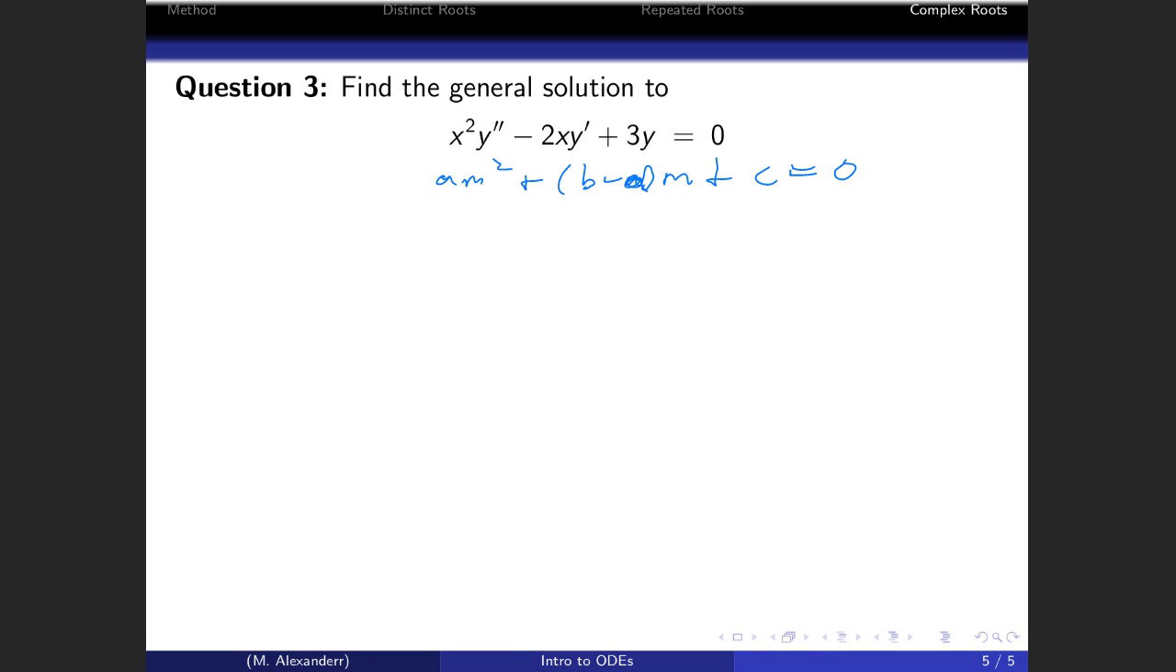And again, we have to be careful where we identify the a, which in this case is a 1. The b is a -2. The c is a 3. So now plugging those numbers into the equation, we're going to get m squared. And now b minus a is how much? So -2 minus 1 gives us a -3m. And then the c is a 3. This is equal to 0.